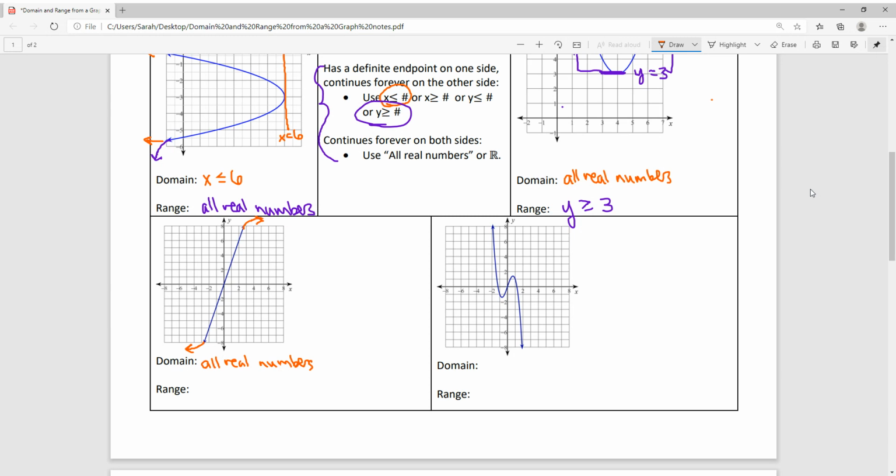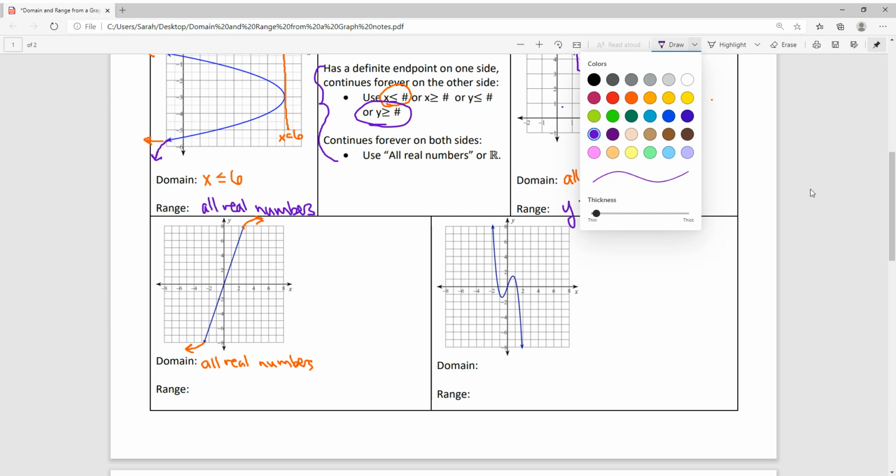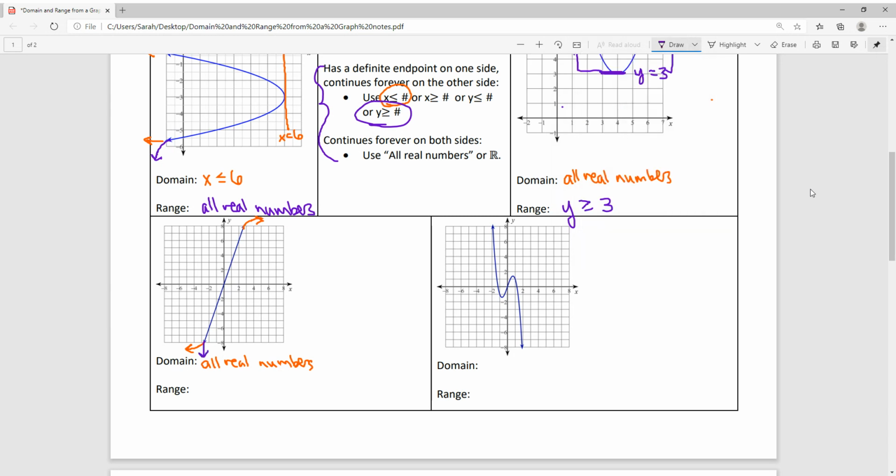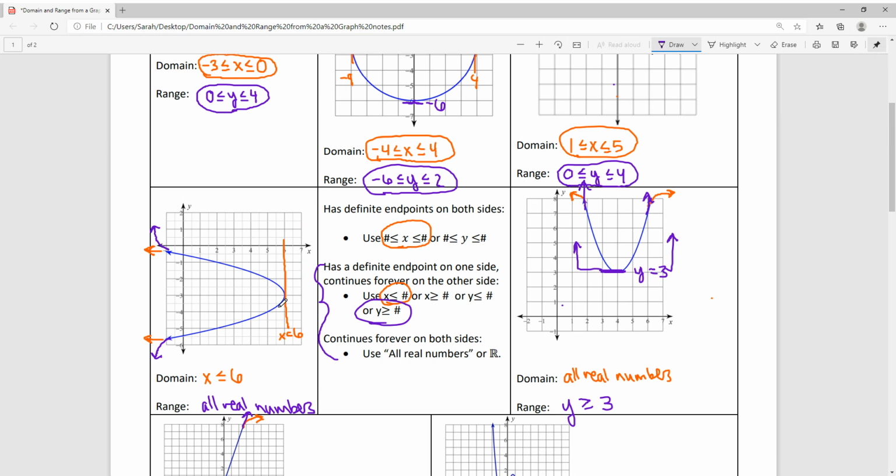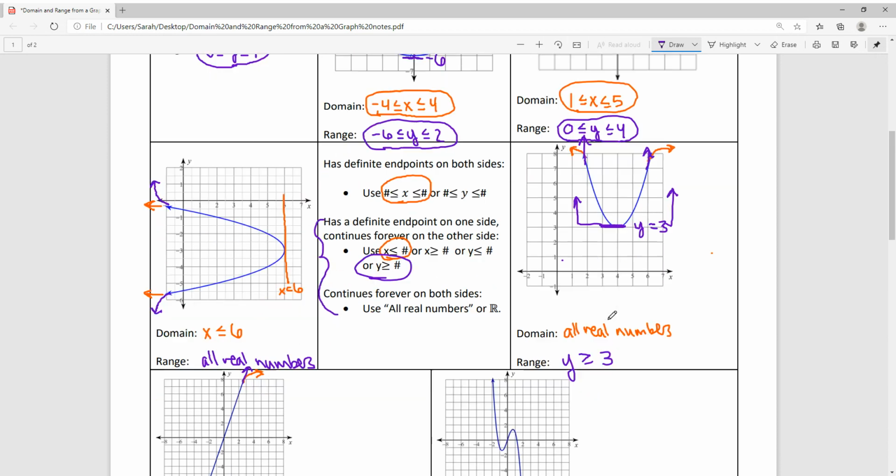Now what about our range? This arrow will continue to point down forever. This arrow will continue to point up forever. So my range is also all real numbers. So it's possible for your domain and your range to both be all real numbers. That happens if you have a graph that'll continue up or down forever, as well as left or right forever. Whereas back here, let's look at those parabolas again real quick. There was a definite biggest or smallest x or y value. That's why we had those inequalities there instead.